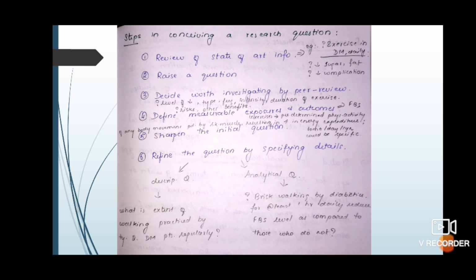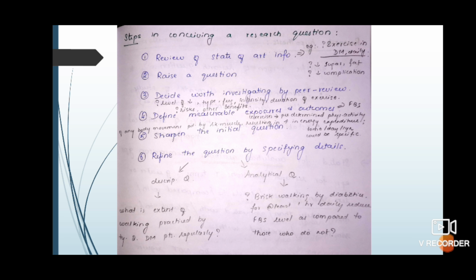For example, in this case you will have to take the FBS as a tool to measure whether the exposure, that is exercise, has caused the outcome, that is reduction in the FBS. And then we have to sharpen our initial question, refine it, after deciding which will be your type of study, for example, whether it is a descriptive study or an analytical study.